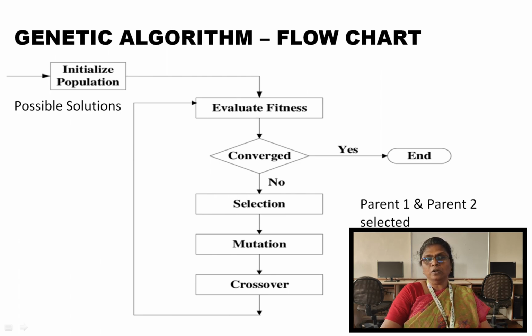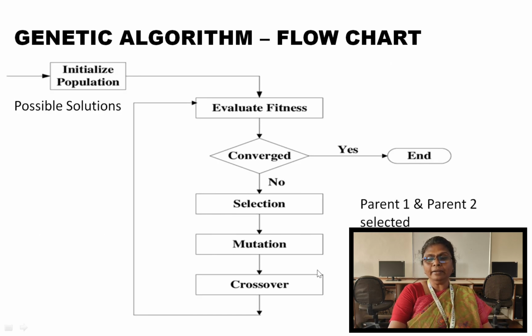By means of that fitness algorithm, the fitness of each solution is evaluated, and if the result converges, the process comes to an end. If the result doesn't converge, then we go through a series of steps: selection, mutation, and crossover. It may be one step or a combination of these steps. From the possible solutions we derived, we call them parent 1 and parent 2.